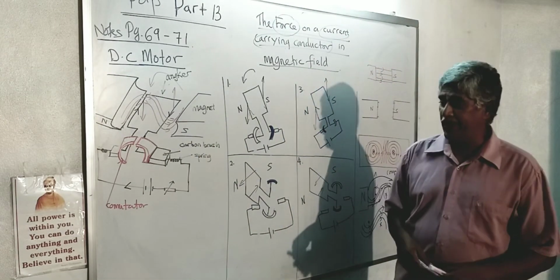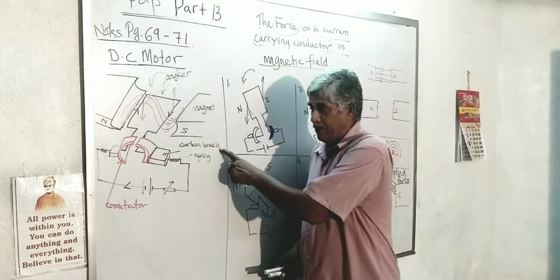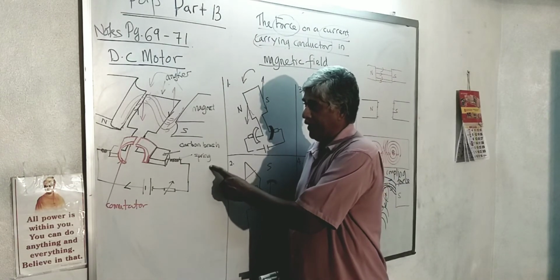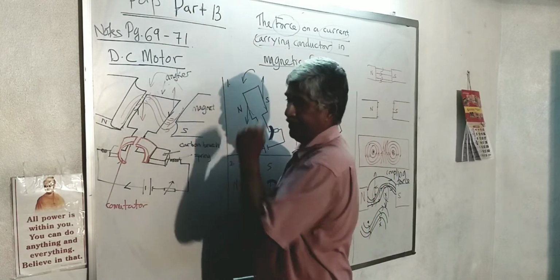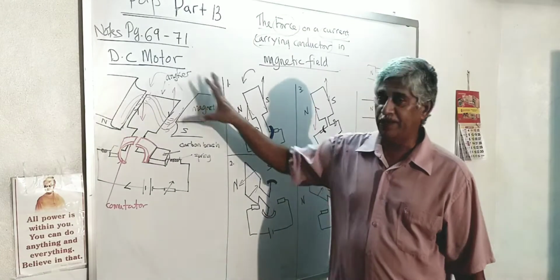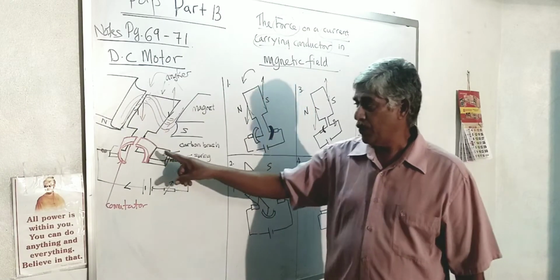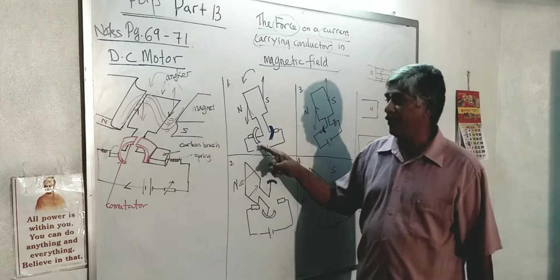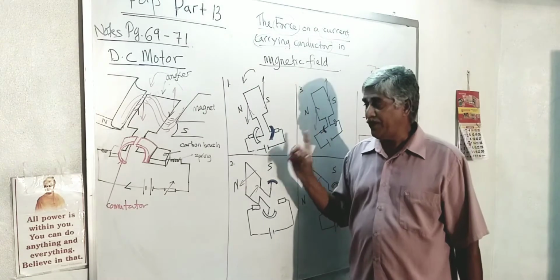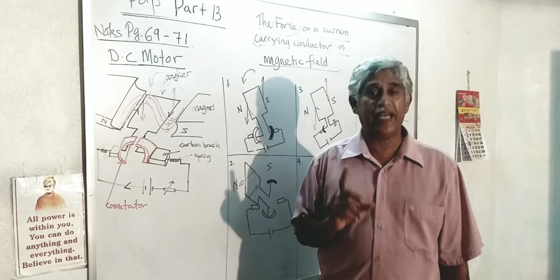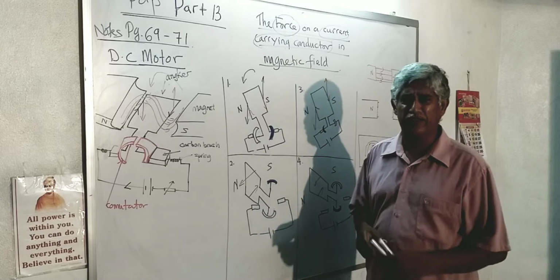So the very important parts here are carbon brush, spring, magnet, anchor. Alright, so these are the important parts that you must know. So what is the function of a commutator? I would like to ask. The function of the commutator is to reverse the direction of current. Why do we say reverse the direction of current?